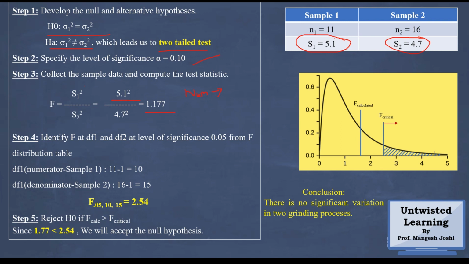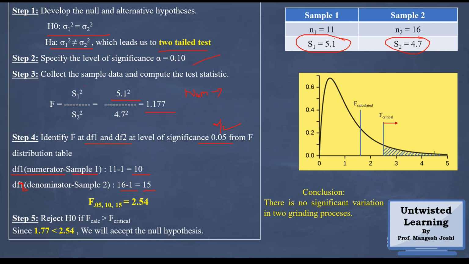Now the next step is to identify F at degrees of freedom 1 and degrees of freedom 2 at level of significance 0.05, because it's a two-tailed test. So this is nothing but alpha by 2, from the F distribution table. So using the F distribution table at alpha 0.05, first calculate the degrees of freedom of the numerator. In this case, it is sample 1, so that is 11 minus 1, which is 10. Then degrees of freedom 2, the denominator, of sample 2, that is 16 minus 1, which is 15.